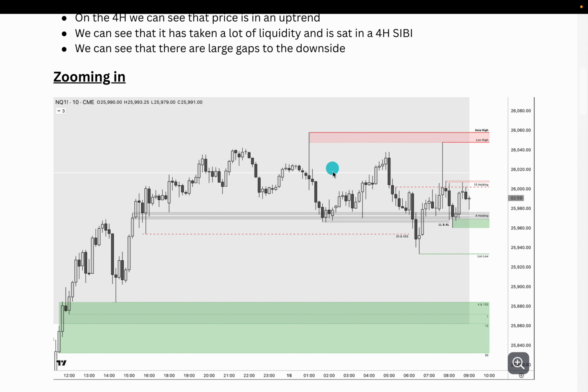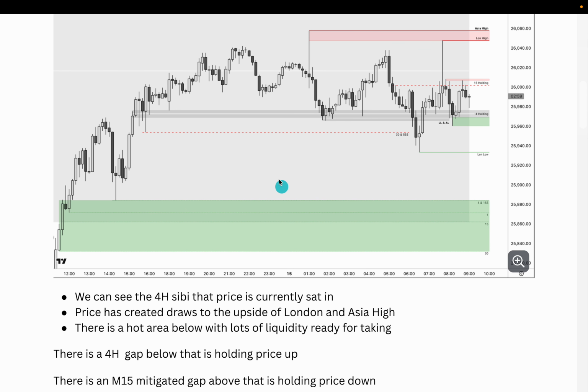On the 10-minute chart, this is what I was looking at before market open. Had London low, London high, and Asia high. We had this 4-hour gap here that was holding, and price had come down, taken London low and Asia low, and then gone back up into this area here, which is bullish really. So we can see the 4-hour BISI. Price has created these draws, London high and Asia high, but there's also this big area below that price could easily come down to for a drink of water before going up.